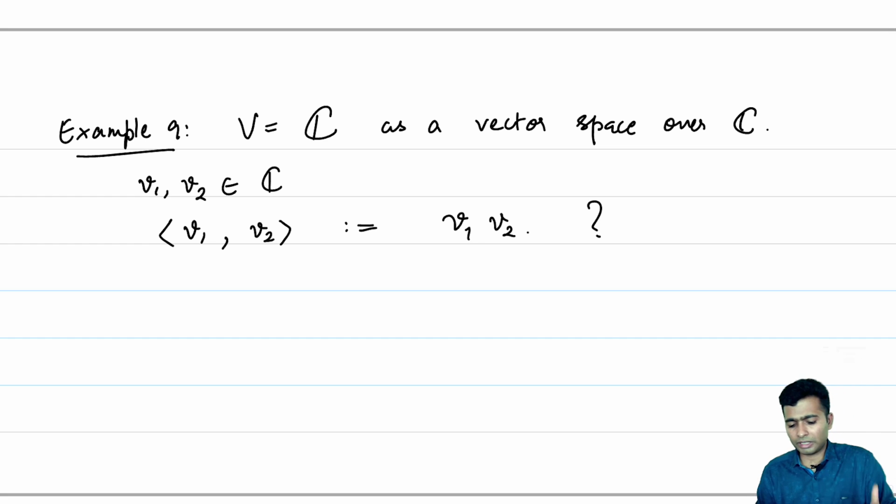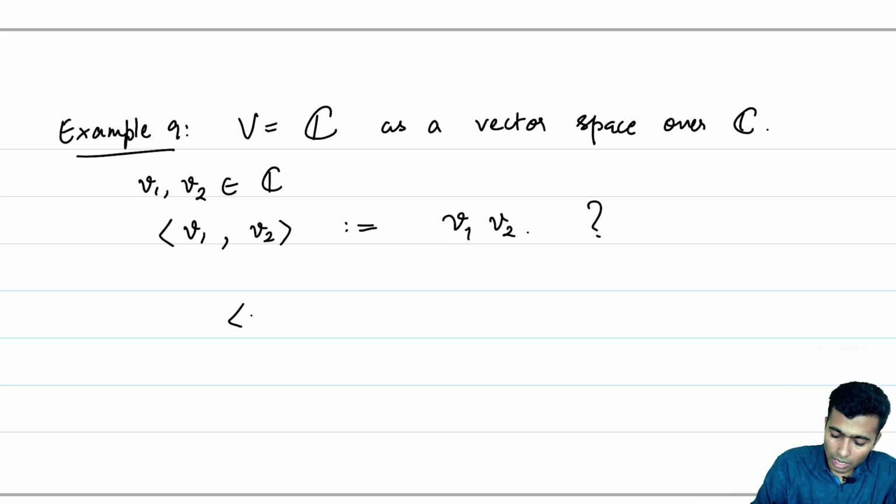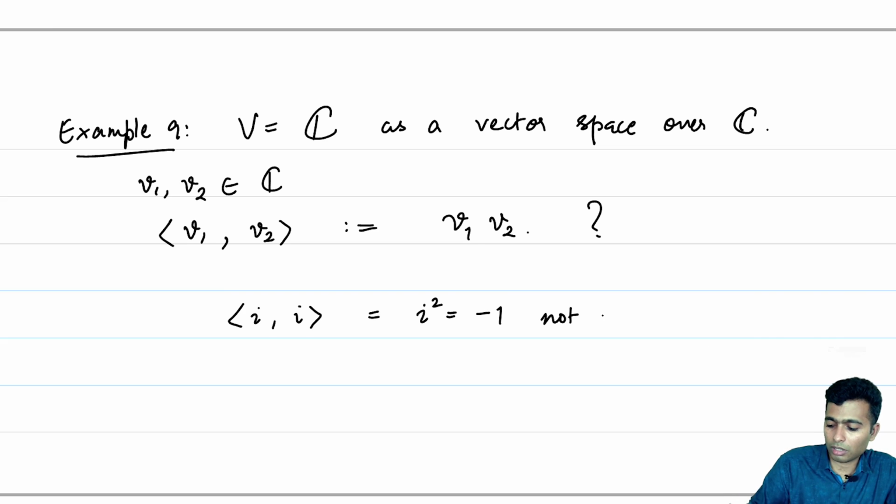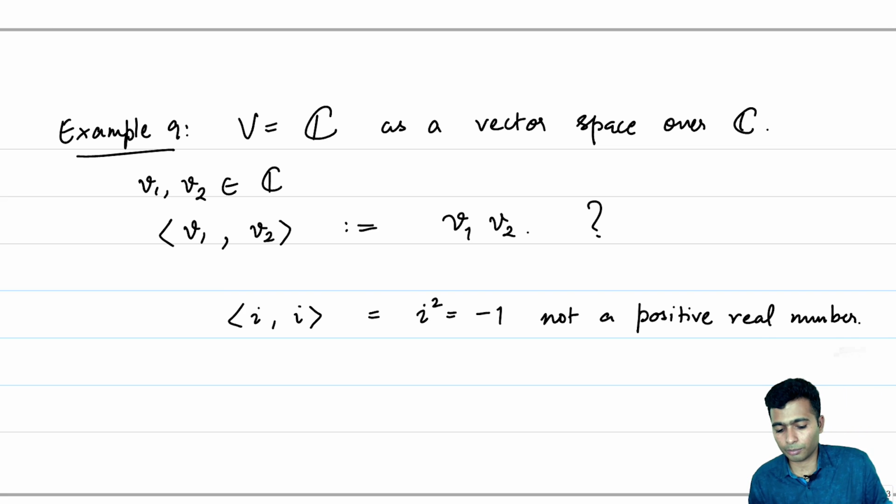Well, a minute's thought will tell you that this will not work, because, for example, the positivity will not get satisfied. If you look at the inner product of i with i, this is just going to be i squared, which is equal to minus 1, which is not a positive real number.